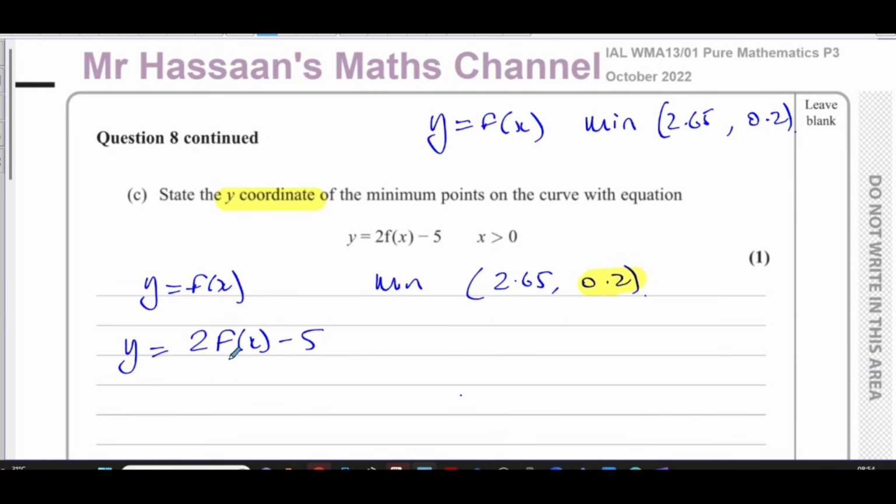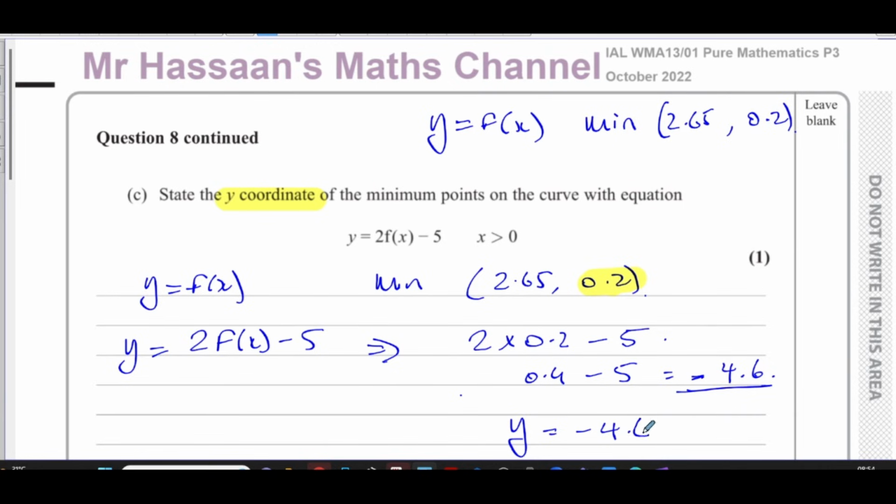So first we take the minimum point, the minimum y value, and we multiply it by 2, and then we subtract 5 from it. So you're going to have 2 times 0.2, and you take away 5 from that. Okay, so that's going to give me 0.4 minus 5, which is negative 4.6. So that will be the y coordinate, negative 4.6.